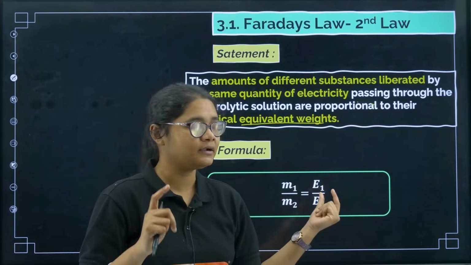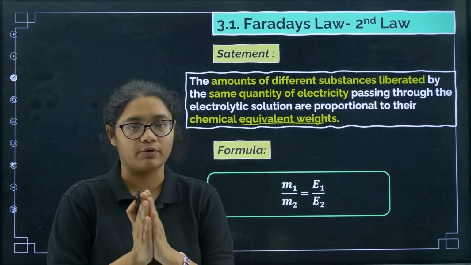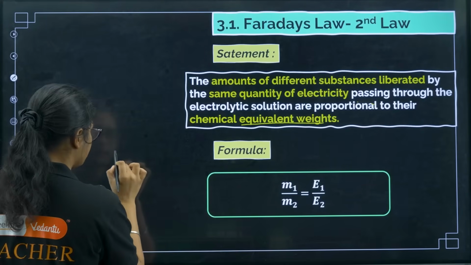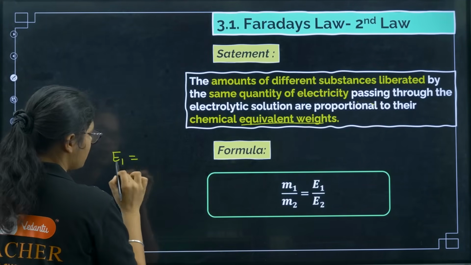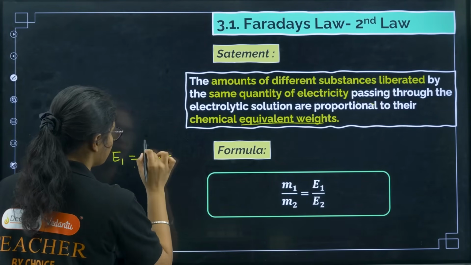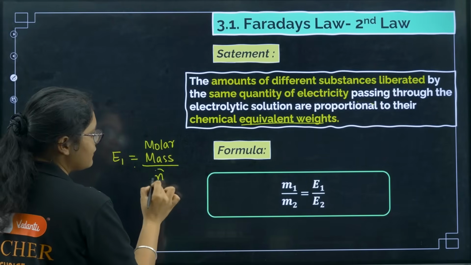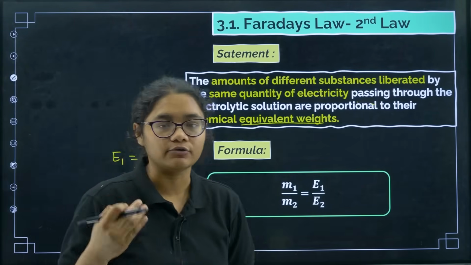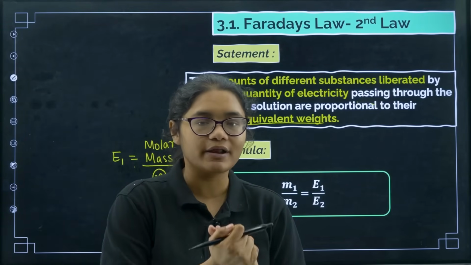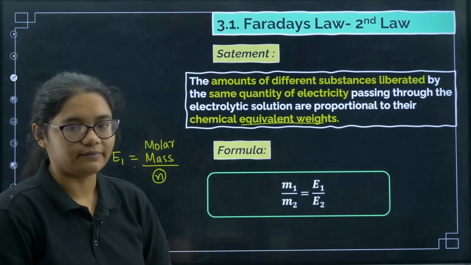E1 is the equivalent weight deposited on the first cathode, E2 is the equivalent weight deposited on the second cathode. Now how do we calculate E1, E2? The equivalent weight is equal to molar mass divided by N factor, where N factor is the number of electrons involved. Molar mass by N factor is your equivalent weight.